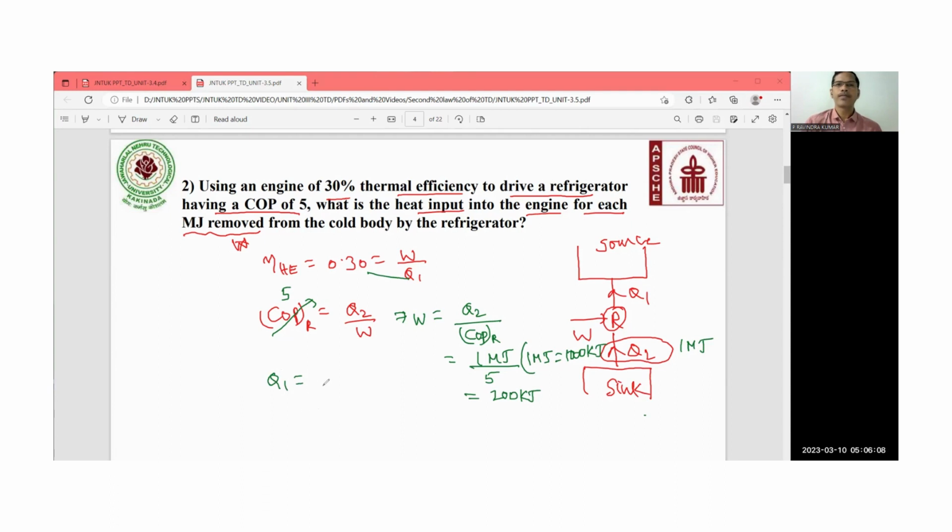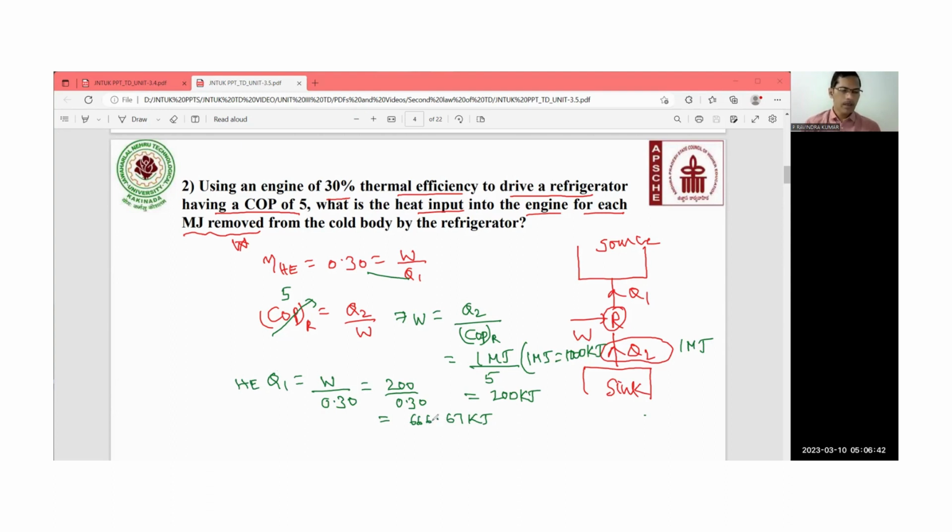Q1 is equal to work divided by 0.30. What is that particular work? That particular work is nothing but equal to 200 divided by 0.30. Then what is the value you will get? It is 666.67 kilojoule, because this is from the heat engine. This is from the heat engine, and this is the answer.